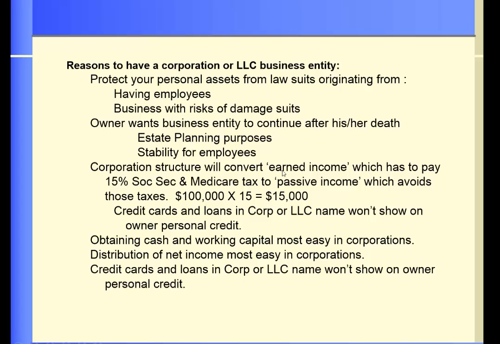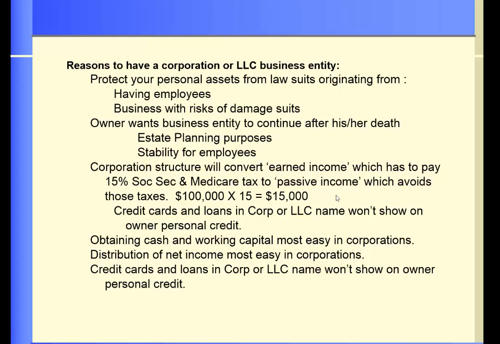A corporate structure will convert earned income. W-2 income, which is reported as your net income on your Schedule C, is what they would call earned income. But in a corporate structure, you can pay yourself a W-2 wage, a low wage, and then have the profit paid in dividends, and the dividends are not taxable for Social Security and Medicare. So if you pay yourself $17,000 a year in wages or salary, and you have $100,000 in net profit beyond that, you're saving $15,000 in Social Security and Medicare.